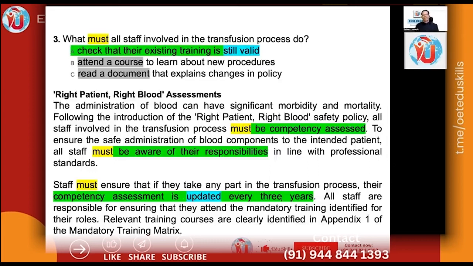For example, OET: if you don't move to another country within 2 years, you'll have to update it again, appearing for the exam after 2 years. So updated every 3 years, so still valid, updated, are the synonym expressions used here. So immediately you know the answer is must be competency assessed. Again it says training should be valid, must be aware of their responsibility, must, competency assessment is updated every 3 years, must. So the modal verb clearly indicates this is the answer.